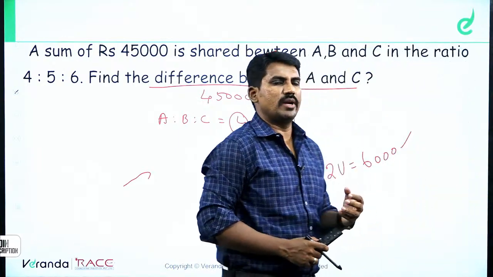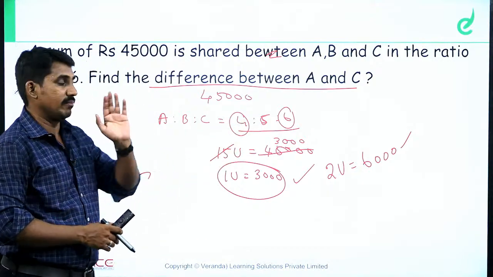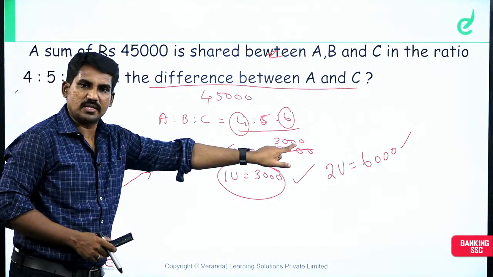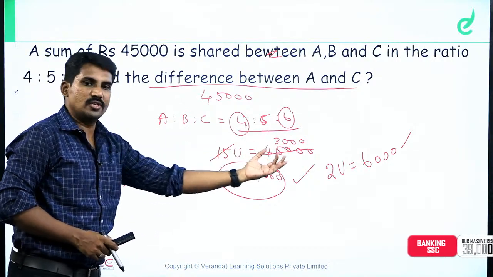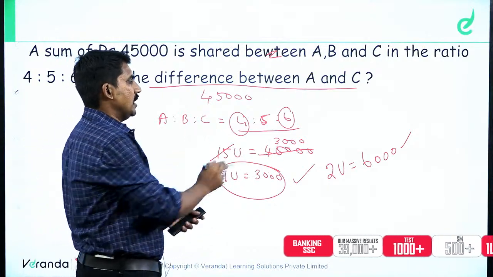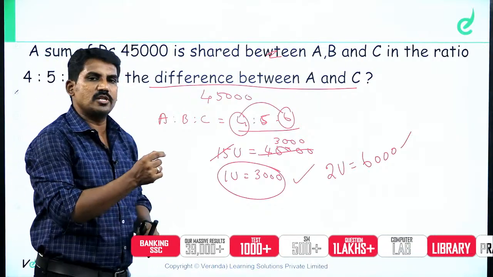Clear? No need to find out what is 4, what is 6, then subtract. No need to waste time like that. Totally we are taking 4 plus 5, 9. 9 plus 6, 15. 15 units is 45,000. 1 unit is how much thousand? 3,000. Therefore, difference between A and C, 2 units is what? 6,000. Clear?